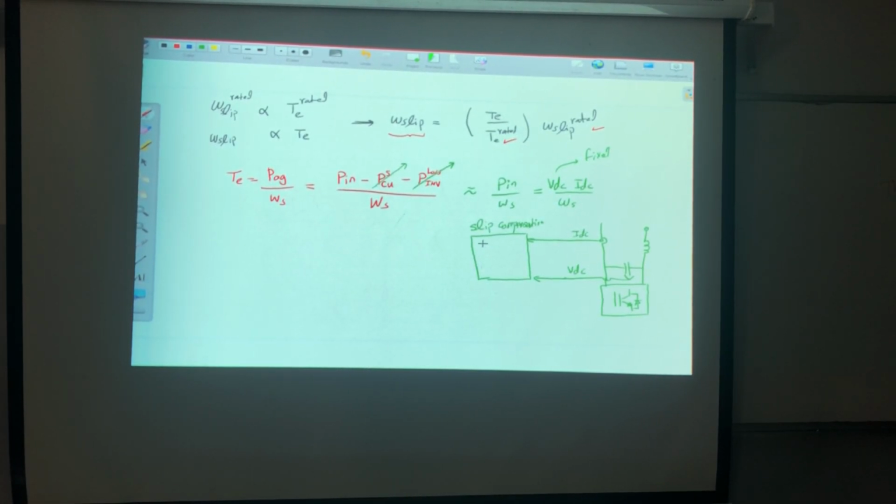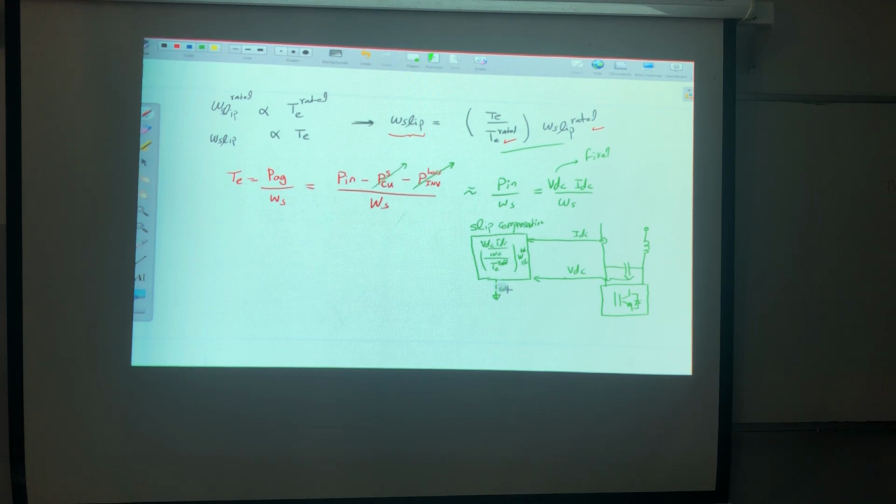So this will be what? VDC, IDC over omega S over omega slip rated, multiplied by T rated, over TE rated multiplied by omega slip rated. This relation.